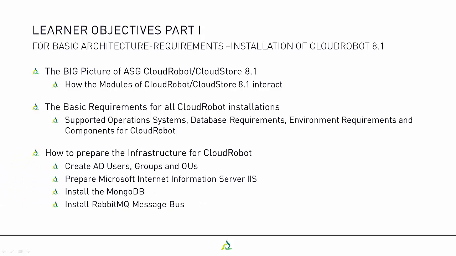How to prepare the infrastructure? Well, we have to keep in mind we have to create AD users, groups, and new OUs. Prepare the Microsoft Internet Information Services, the web server. Install the MongoDB and install the RabbitMQ message bus. If you install all of the components together in a single machine, you do not have to make modifications in RabbitMQ. However, if you're installing in 2 different servers like we do, you have to make sure you allow guest access outside the VM that you installed.